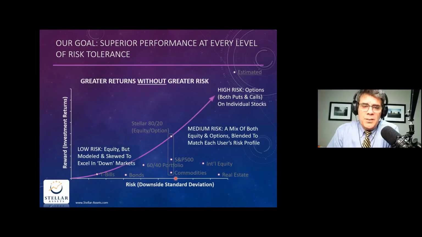Let's talk about commodities for a second. Commodities have about the same level of downside risk as the S&P 500. But very few people talk about commodities. Why is that? Well, it's simple. There are times when commodities do better than the S&P 500, but usually they don't. The reward isn't there. So that's why we don't generally invest in commodities. We invest in the S&P 500 because for the same level of risk, we get more reward.